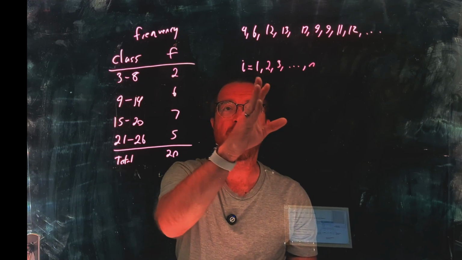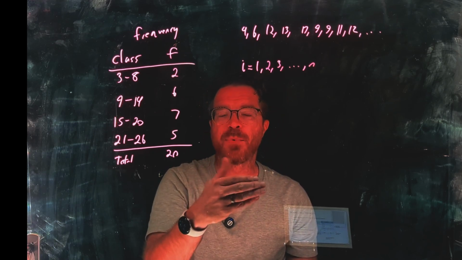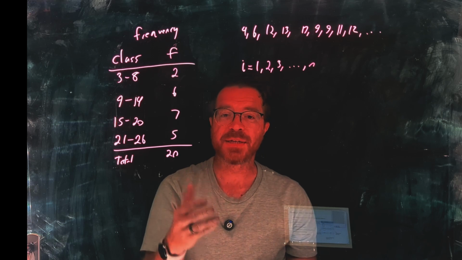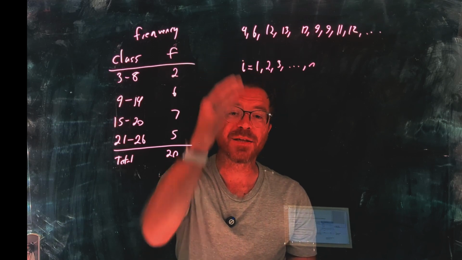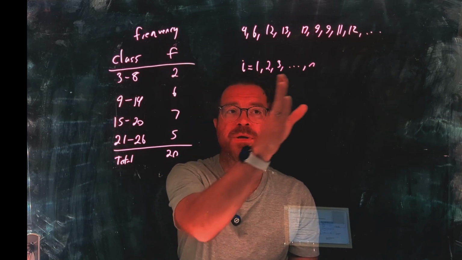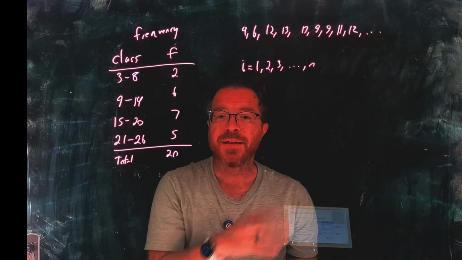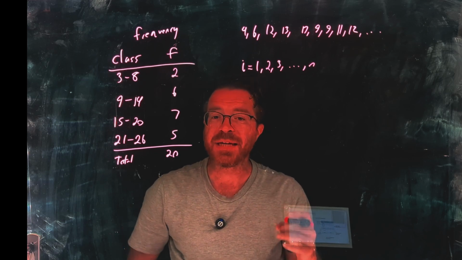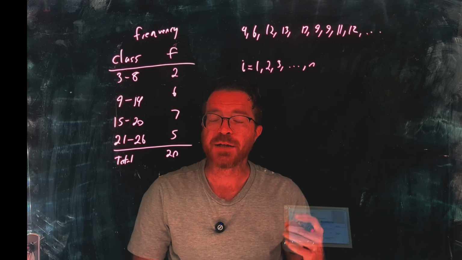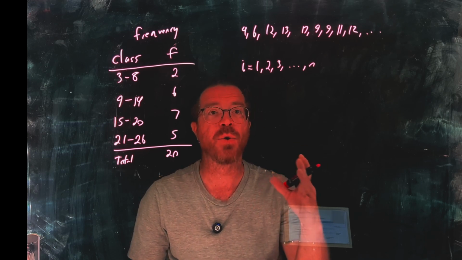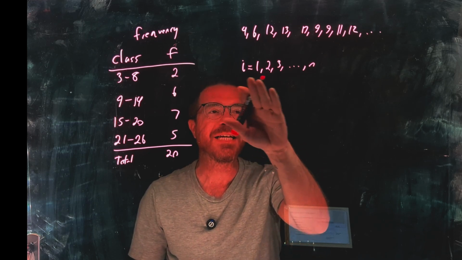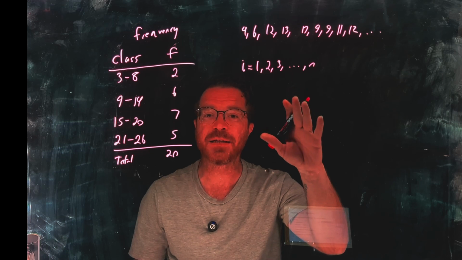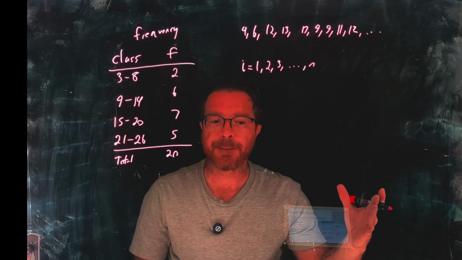So i equals 1 would be the first data point. i equals 2 means the second data point. i equals 3 means the third data point. Up to i equals n, the nth data point, which if you remember from our prior lesson, little n just represents our sample size, or how many data points we have in total.